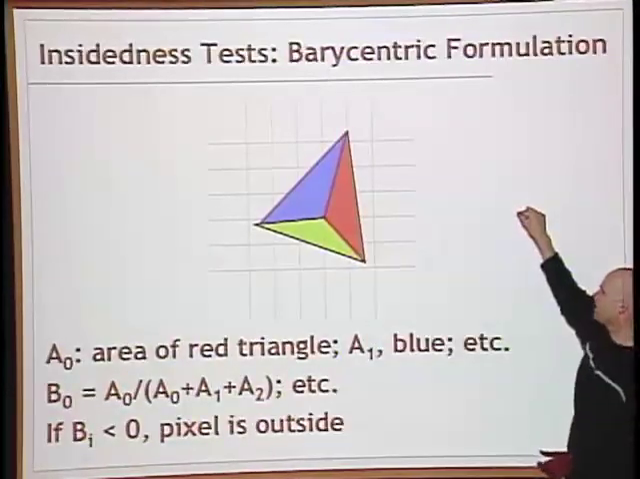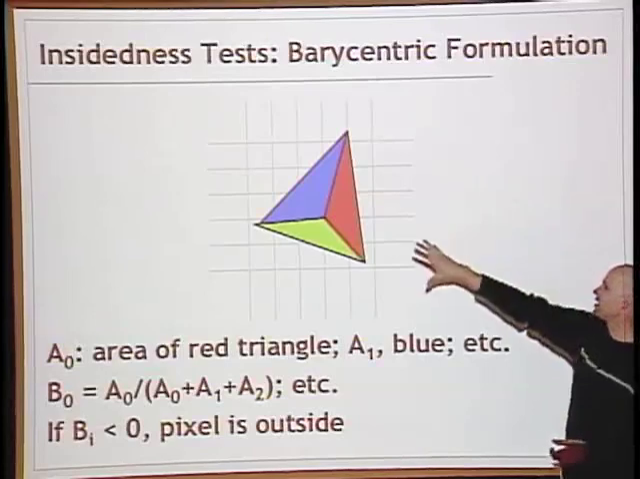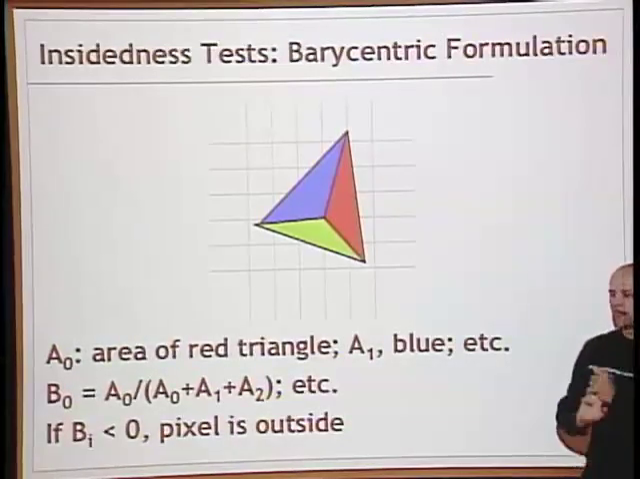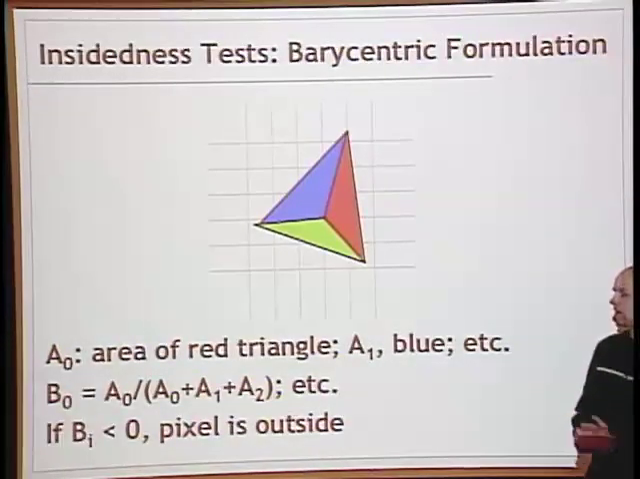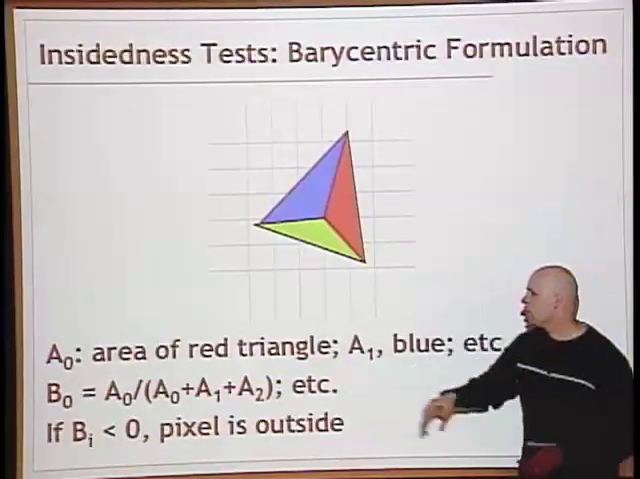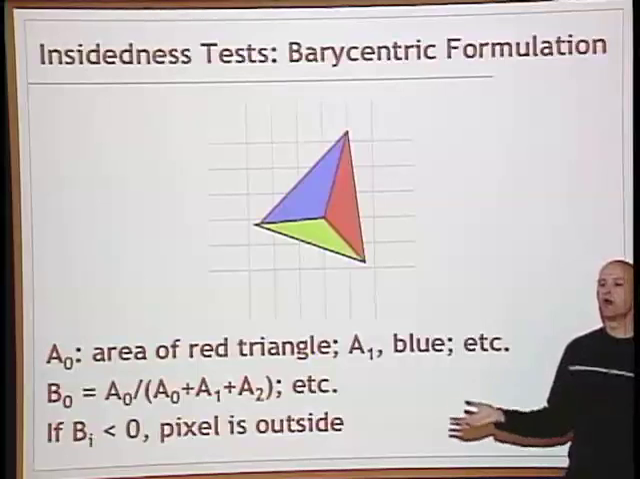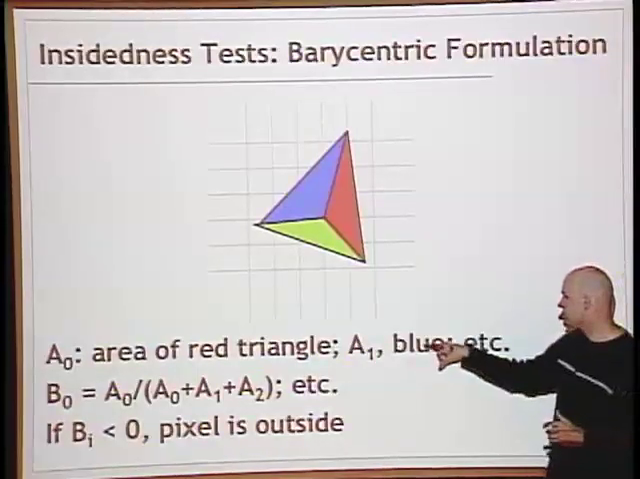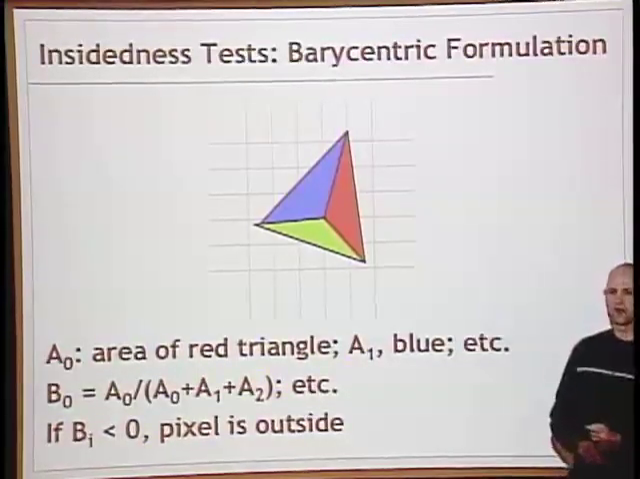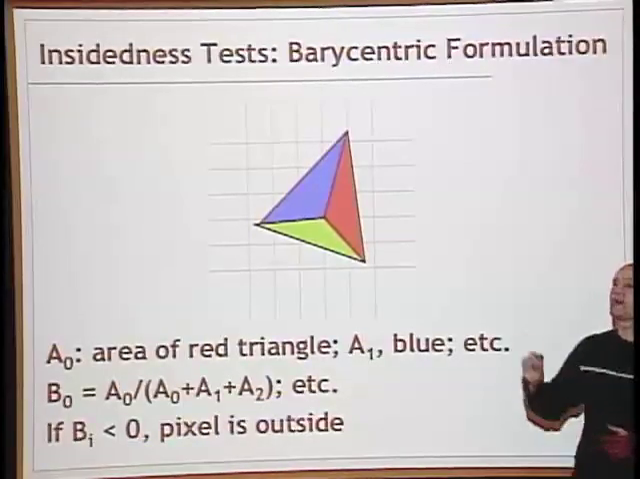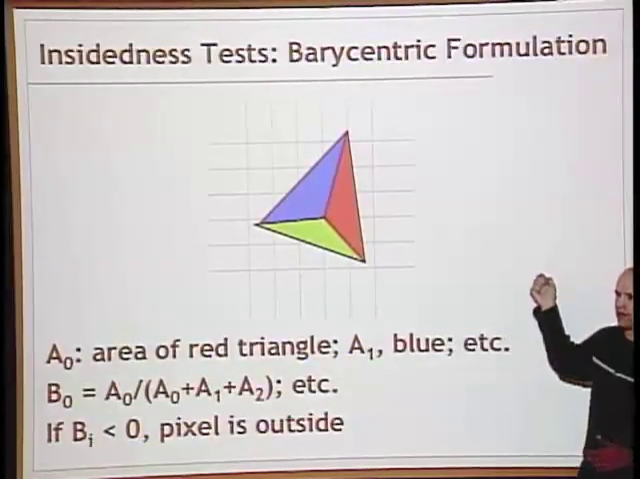If we take a point way out here, we're going to have a lot of negative red area and a lot of positive green and blue area, and they all need to add up to 1. We've defined things so that this always adds up to 1. B0 plus B1 plus B2 always adds up to 1. A0 plus A1 plus A2 always adds up to the area of the triangle, whether or not we have a point in the triangle or out of the triangle.